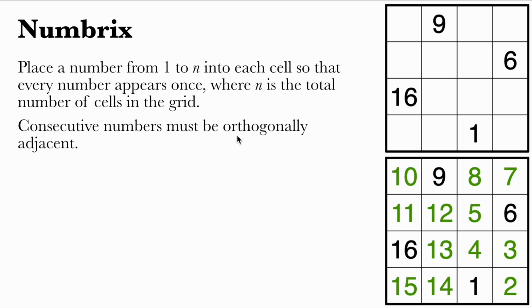Consecutive numbers must be orthogonally adjacent. So that means that despite the fact that we are writing in numbers, we're really effectively drawing a line from the 1 to the number of cells. We're drawing a path that travels orthogonally, which means vertically or horizontally, through the grid cell by cell until we have visited every cell in the grid. Those are the rules of Numbrix, so it's time to solve a puzzle.